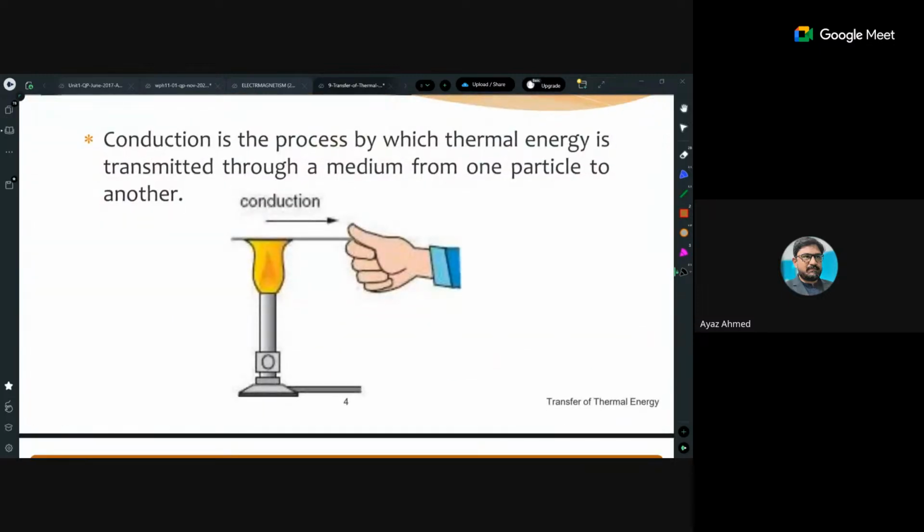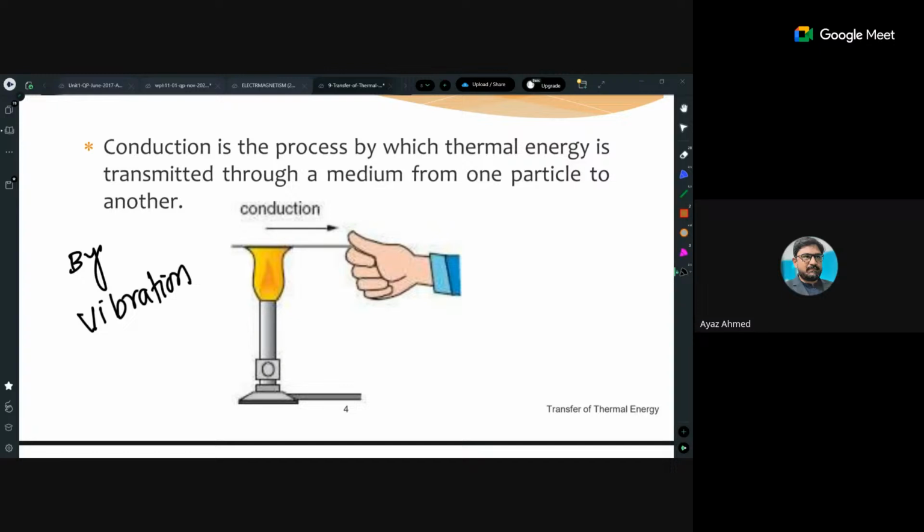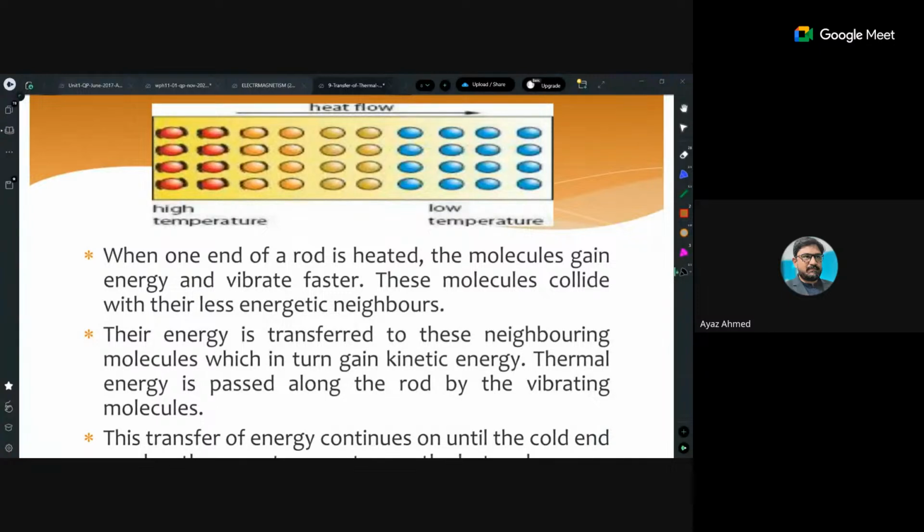Will you remember this point, that heat energy is transferred through solids by conduction? And conduction is the process in which the energy is transferred through the particles of the medium from one particle to another by vibration. This is a simple way to describe that conduction is basically due to vibration of particles. That's it. Conduction is the process in which thermal energy is transferred through a medium from one particle to another by vibration. Here is a detail of that.